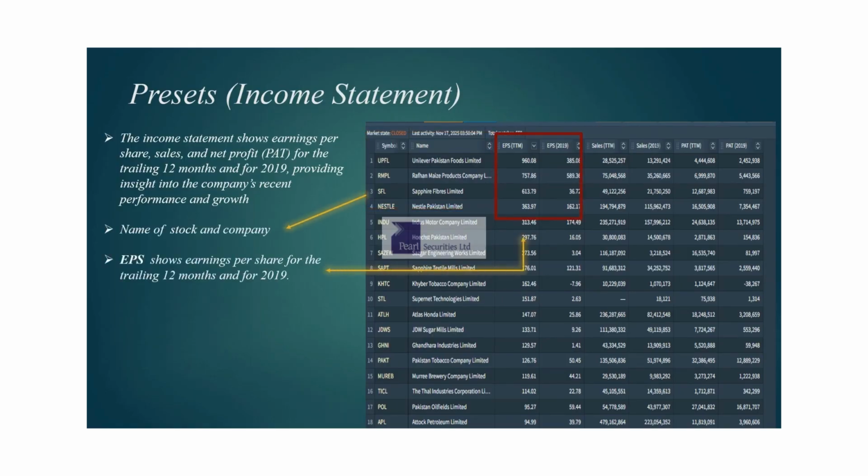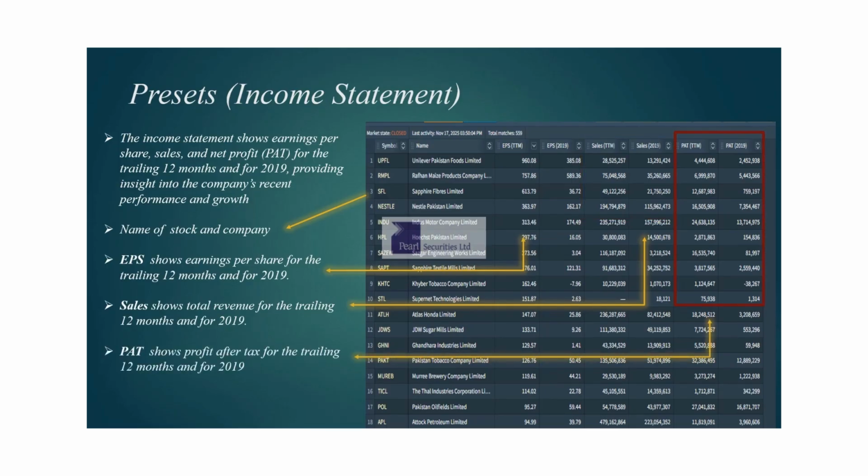EPS shows earnings per share for the trailing 12 months and for 2019. Sales shows total revenue for the trailing 12 months and for 2019. PAT shows profit after tax for the trailing 12 months and for 2019.